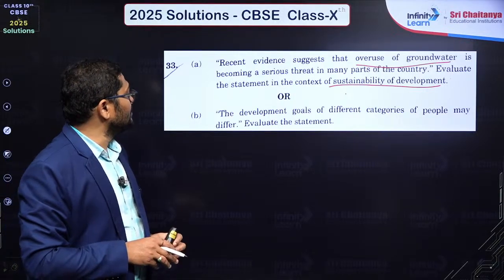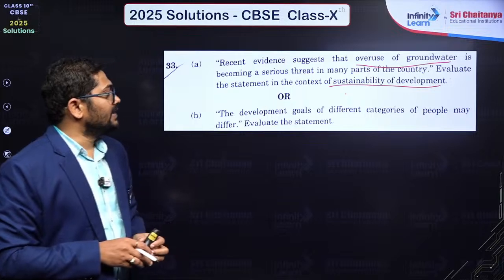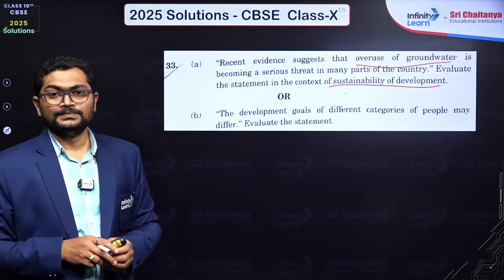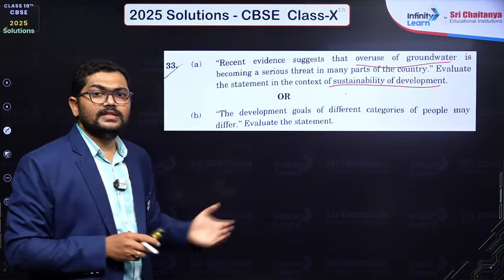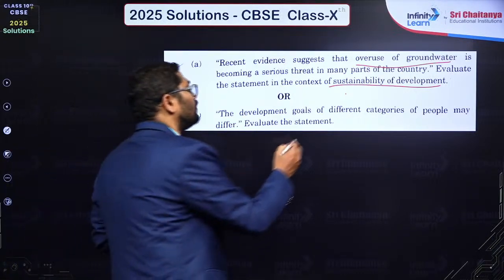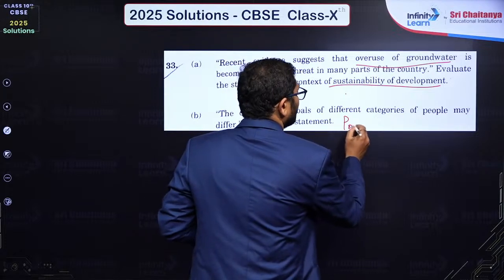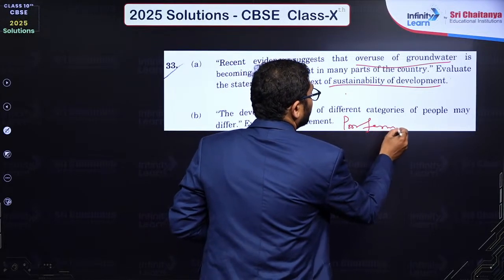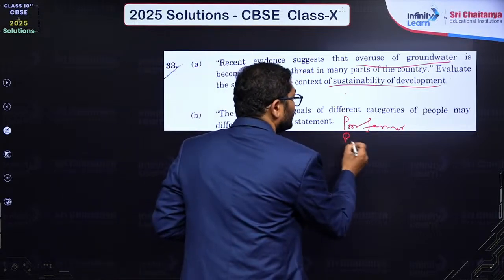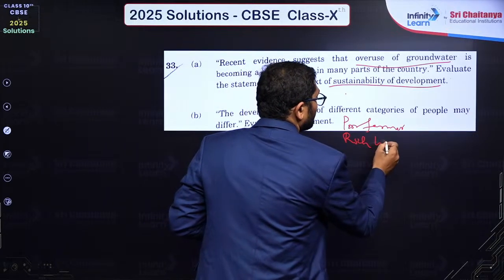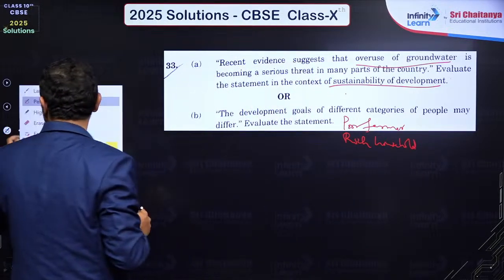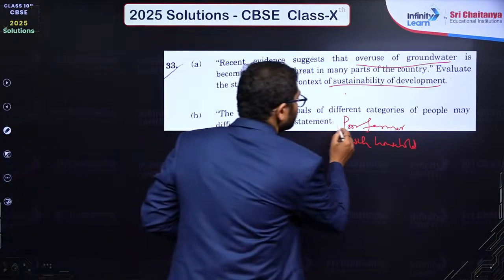Then question B. The development goals of different categories of people may differ. Evaluate the statement. We can write this answer by taking some examples. For example, for a poor farmer, what can be a developmental goal? And for a rich household, what can be a developmental goal? Like this we can take 5 persons.